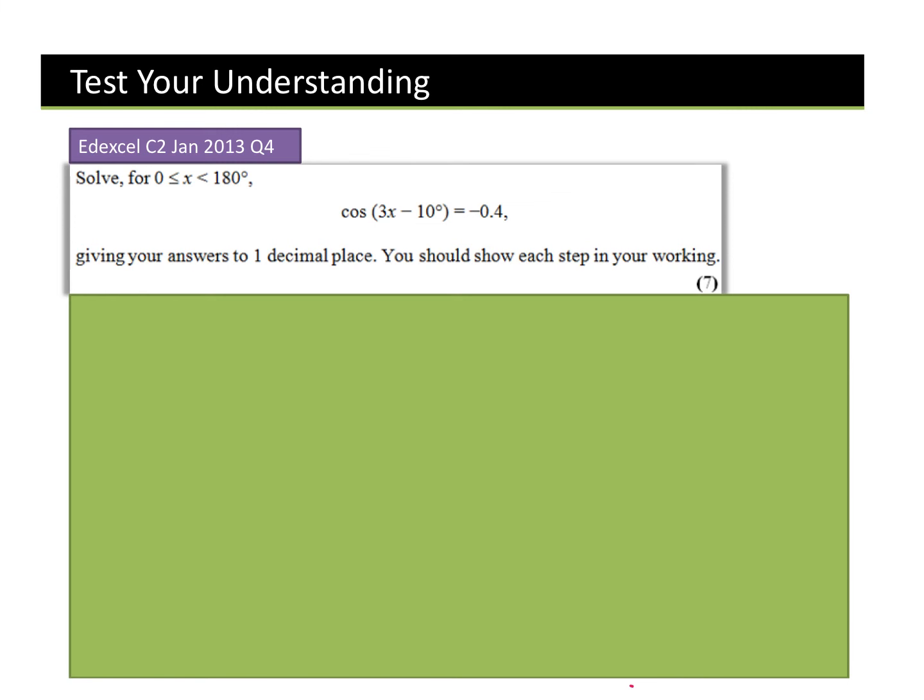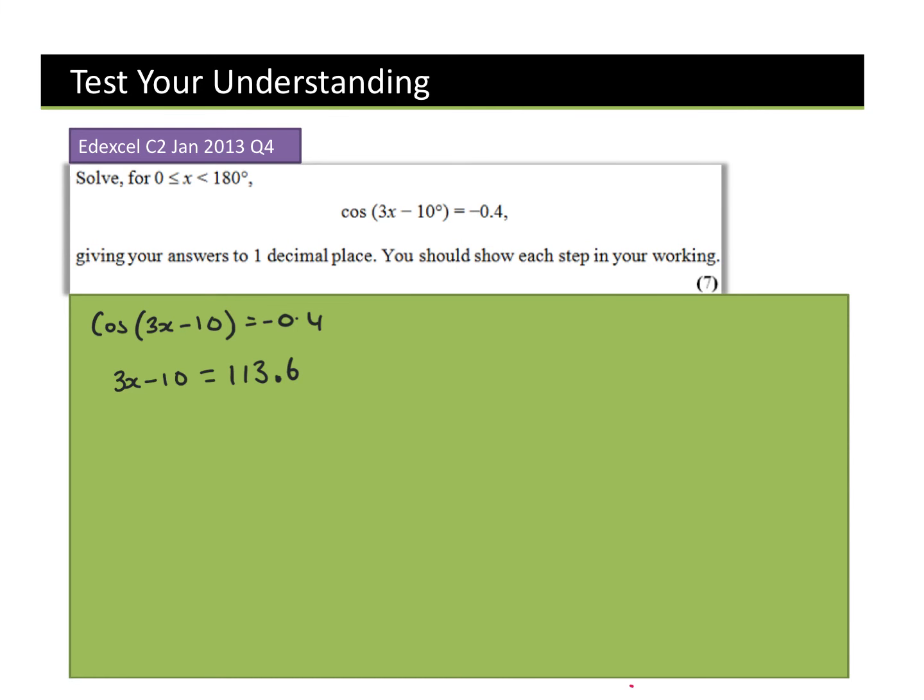Okay, we know it's a transformation. So I've got cos of 3x minus 10 equals negative 0.4. So 3x minus 10 equals, and in your calculator, you're going to do the inverse cos of negative 0.4. I get 113.57. I'm just going to do 113.6. Okay, you would have got 1 mark for that. Okay, the second mark.